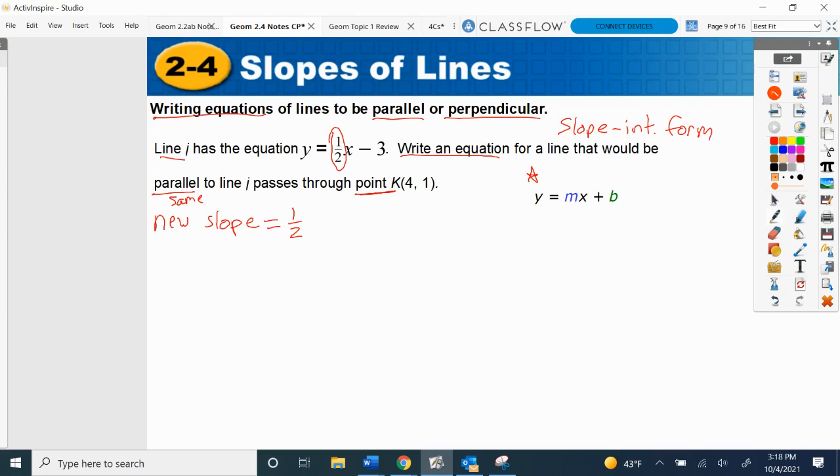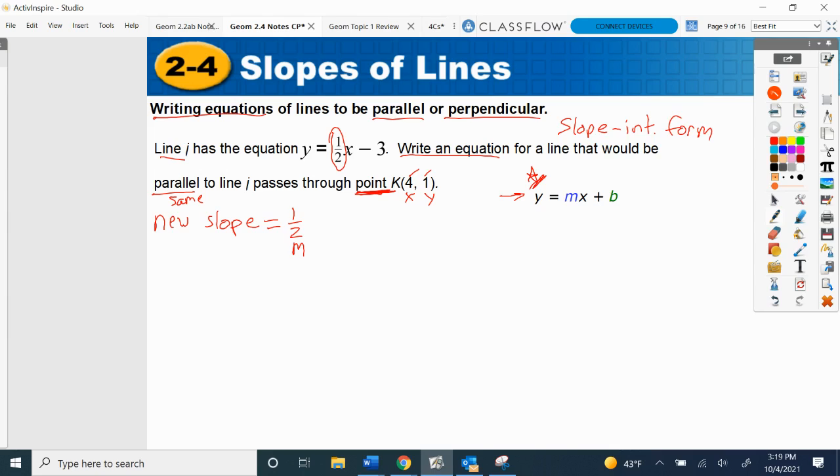Now what I'm going to do is take a look at this information. They're telling you that the new line is going to pass through point K, which is at (4, 1), and every single point is made up of an X and a Y coordinate, our values. To start making our equation for a new line in slope-intercept form, we're going to take the information we have. Slope is always labeled as m, and we have an x and a y value, and we're going to plug those into this equation so that we can start writing our new equation.